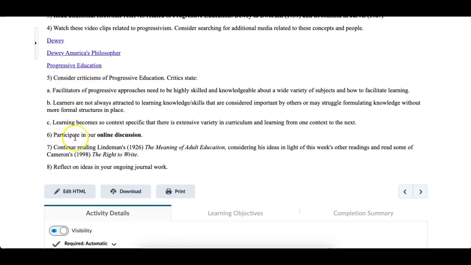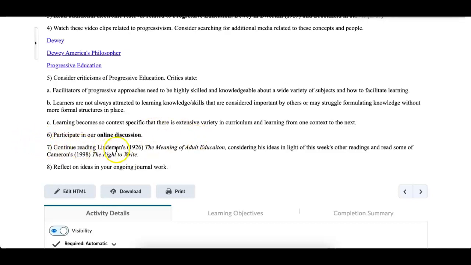And then we have an online discussion. I'd like you to take a look at this question and answer it as fully as you possibly can without writing a book. None of these online discussions are meant to be 2-page papers. 150 words might be a sweet spot. 200 words in that range, it's really up to you.